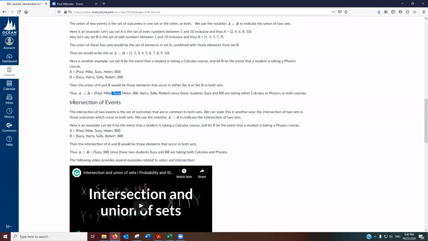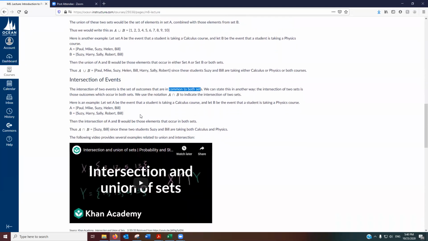Well, there's also intersection in 2 sets. The intersection means outcomes that are in common to both sets. Sometimes we use the word and. The intersection is A and B. It means I'm looking for any elements that are in both set A and B.